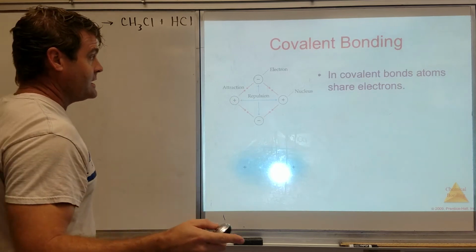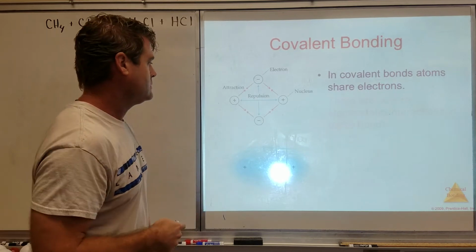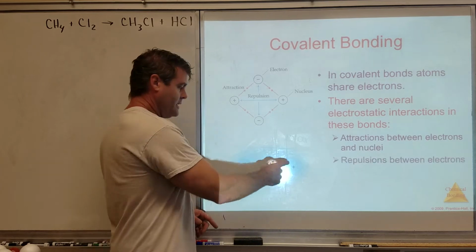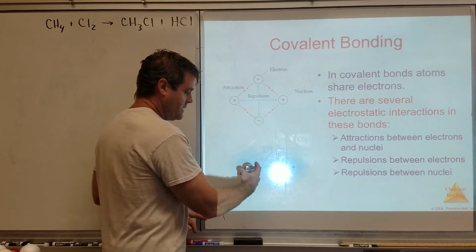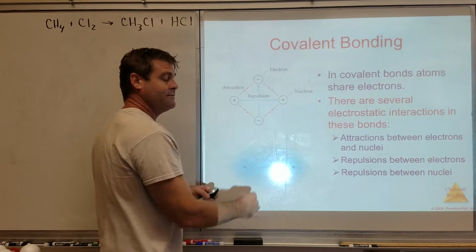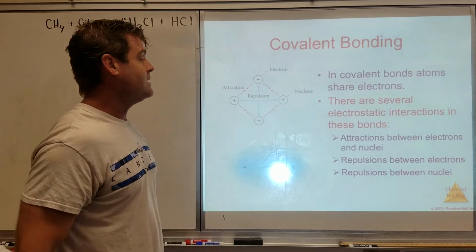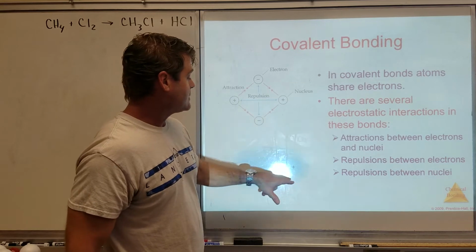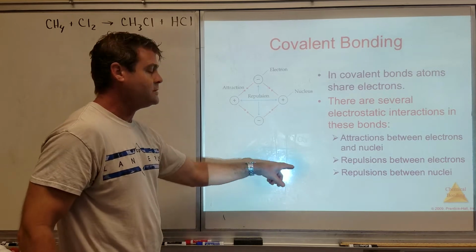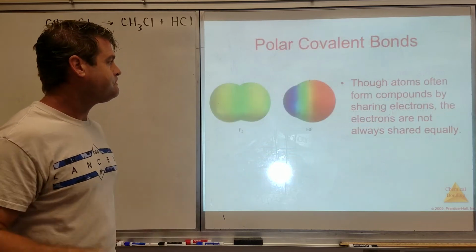Okay, covalent. You remember, this is when atoms share electrons, and that's going to be between two nonmetals. This is showing two nonmetals, and the valence electron in this case would be shared between the two nuclei, and that's what holds them together, as the two nuclei have an attraction for the valence electrons of both. So there are several things that affect the strength of the covalent bond. There's an attraction between the electrons and the nucleus. There's repulsion between the electrons, and there's also repulsion between the two nuclei. You remember, like charges repel, opposite charges attract.